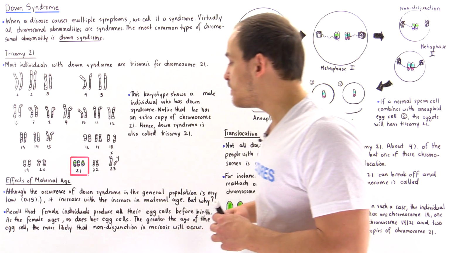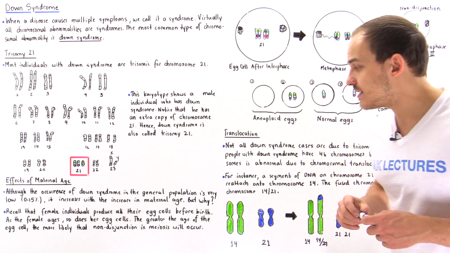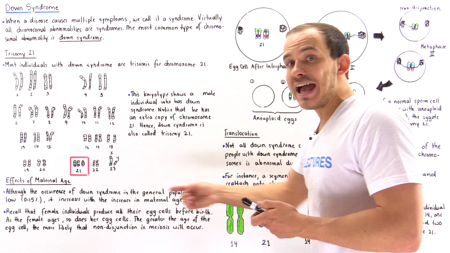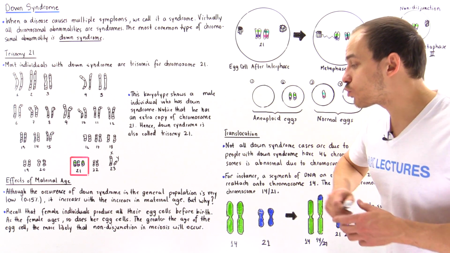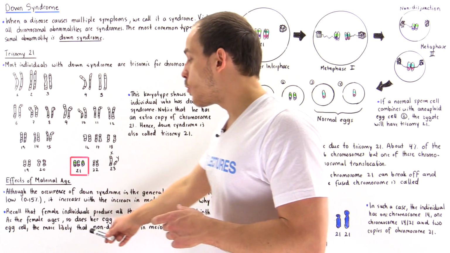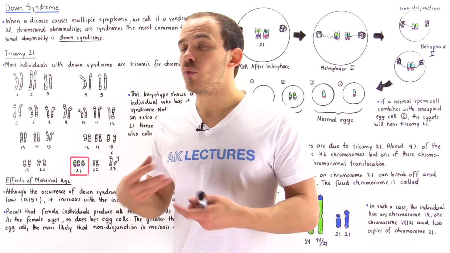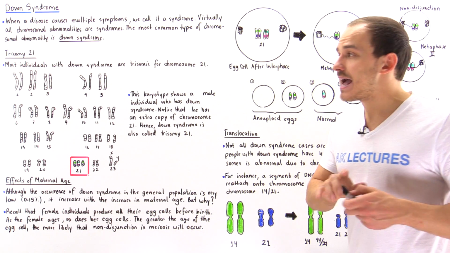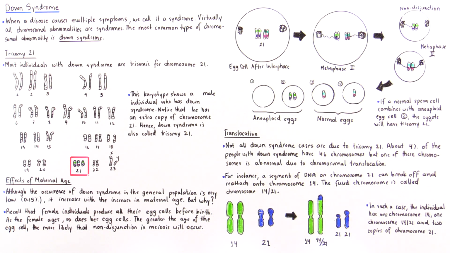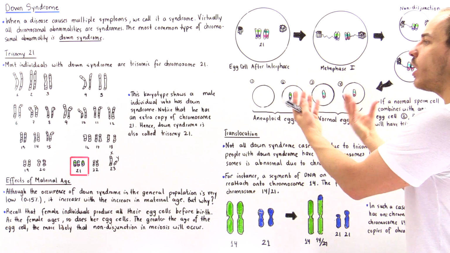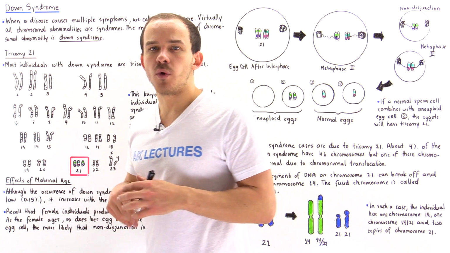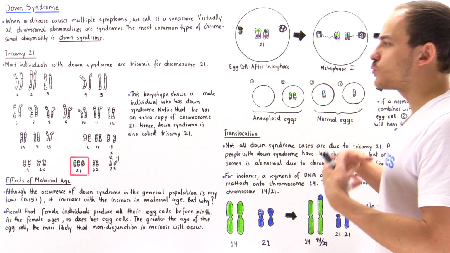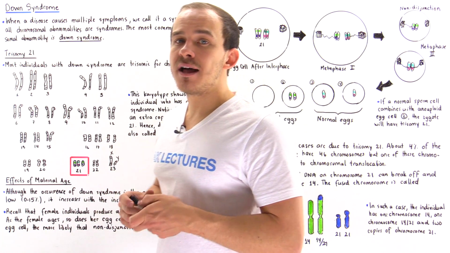So recall that female individuals produce all their egg cells before birth. So as the female individual ages, the egg cells also age. And the greater the age of the egg cells, the more likely that those egg cells will undergo nondisjunction during meiosis. Now, to see exactly what we mean by that, let's take a look at the following diagram. So this is one example of how trisomy 21 can actually occur. So let's suppose we're dealing with a normal female individual.